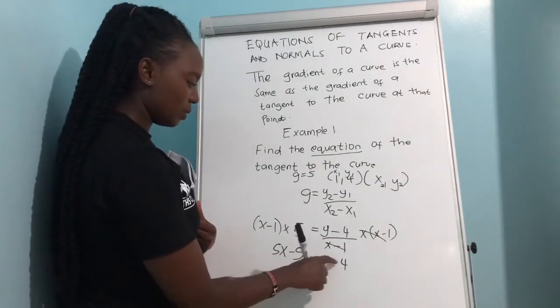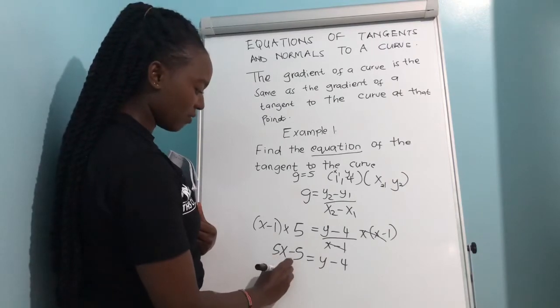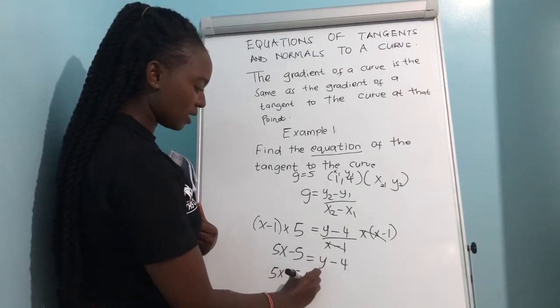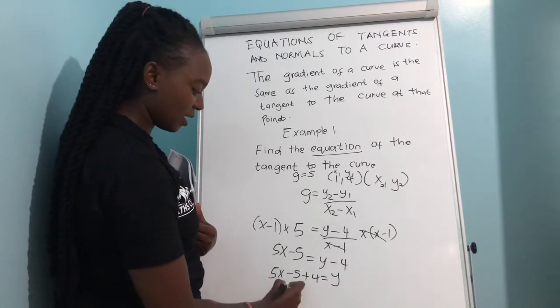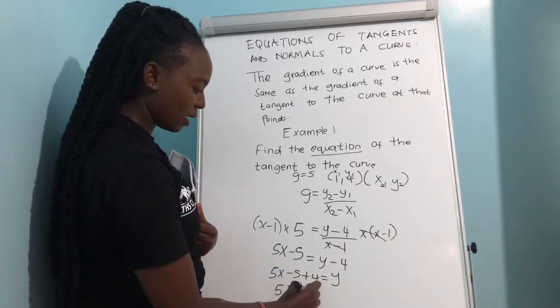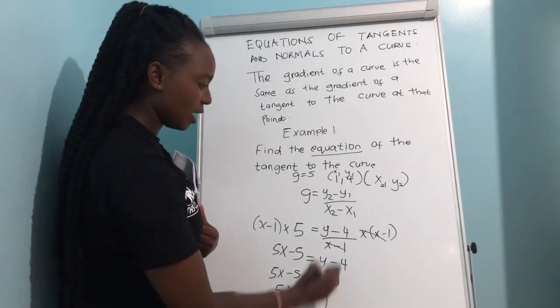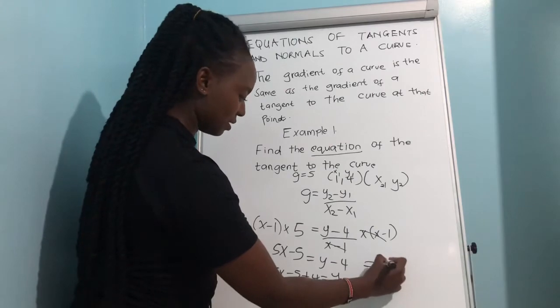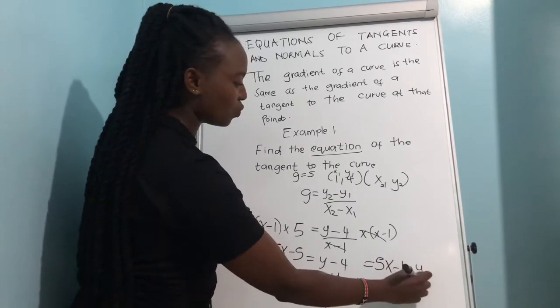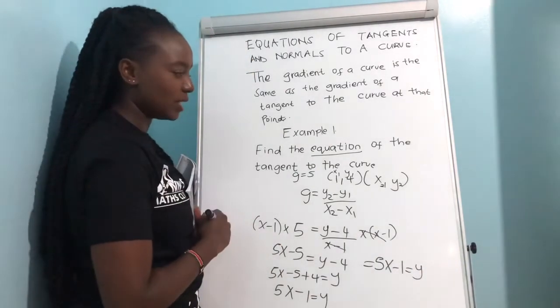So basically we bring this 4 to this side, it becomes 5x minus 5 plus 4 equals y. So this becomes 5x minus 5 plus 4, which is 5x minus 1, equals y. So the equation of the tangent is y equals 5x minus 1. So this is basically how we do it.